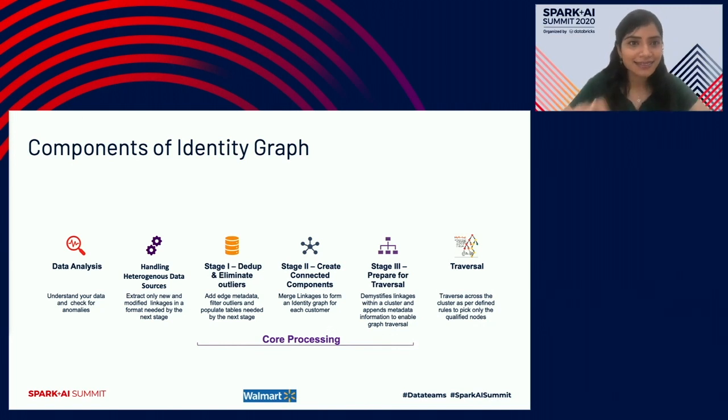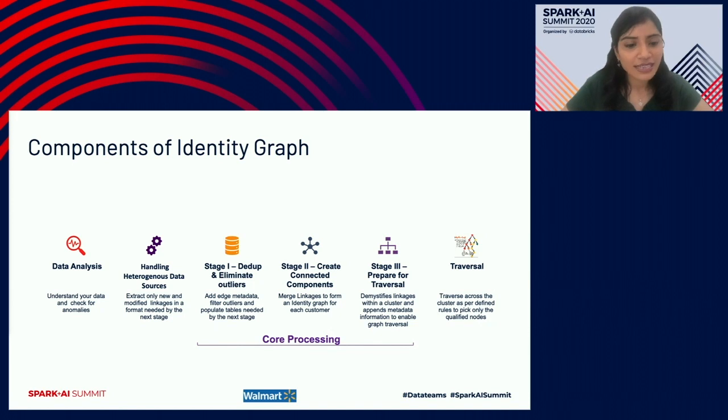So let's dive in and understand the components that make up the system. This entire system is built using Spark. We start with analyzing the data, and then we extract the data and feed it into the graph pipeline. And then we do a series of processing in order to form the connected component and make it ready for traversal. Let's see each one of them in detail.